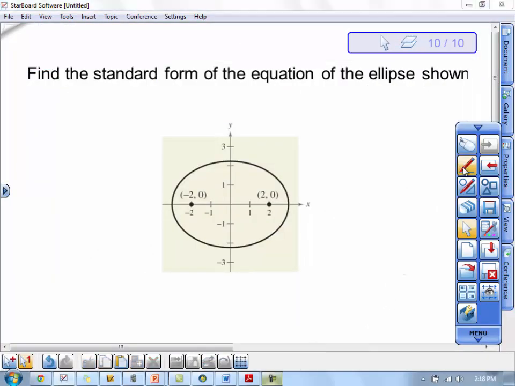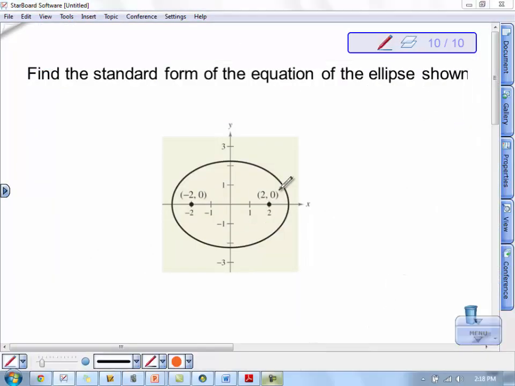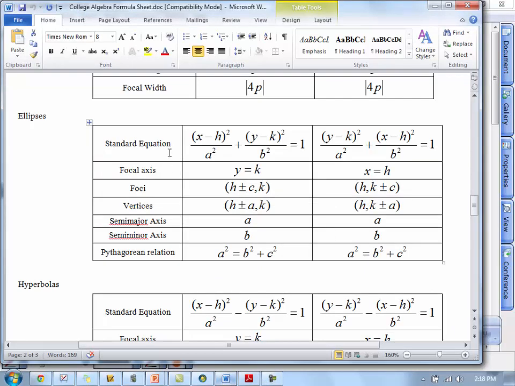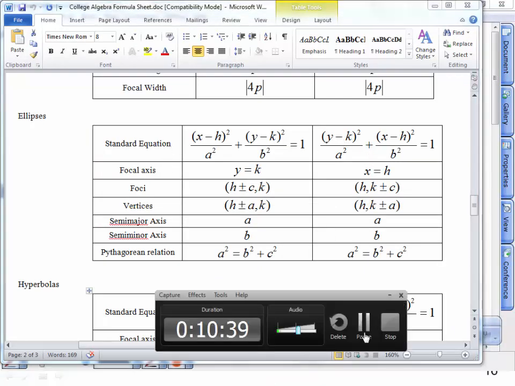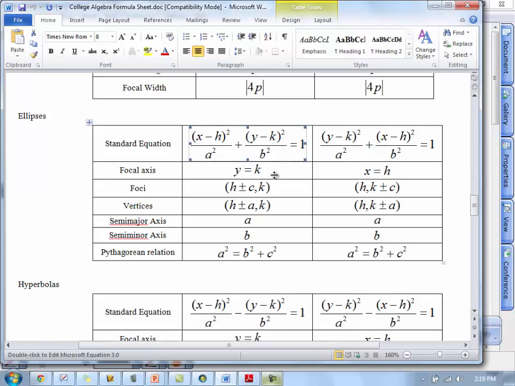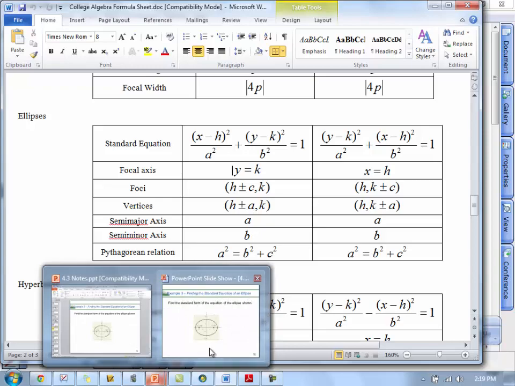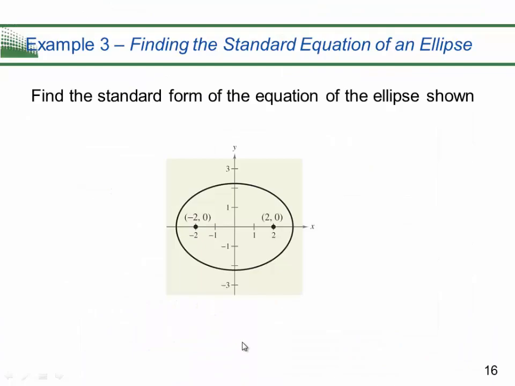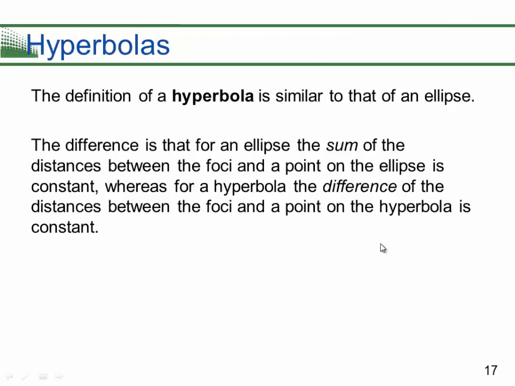So let's try an example then. Let's find the standard form equation of an ellipse here. This ellipse has a major axis that goes horizontal. So when you look at the formula sheet, you're going to say, okay, here are my equations I can use. This one has a focal axis of y equals k. That's a horizontal line. So this one goes horizontal and this one goes vertical. Let's look back at ours. This one goes horizontal, so we want to use the first one.